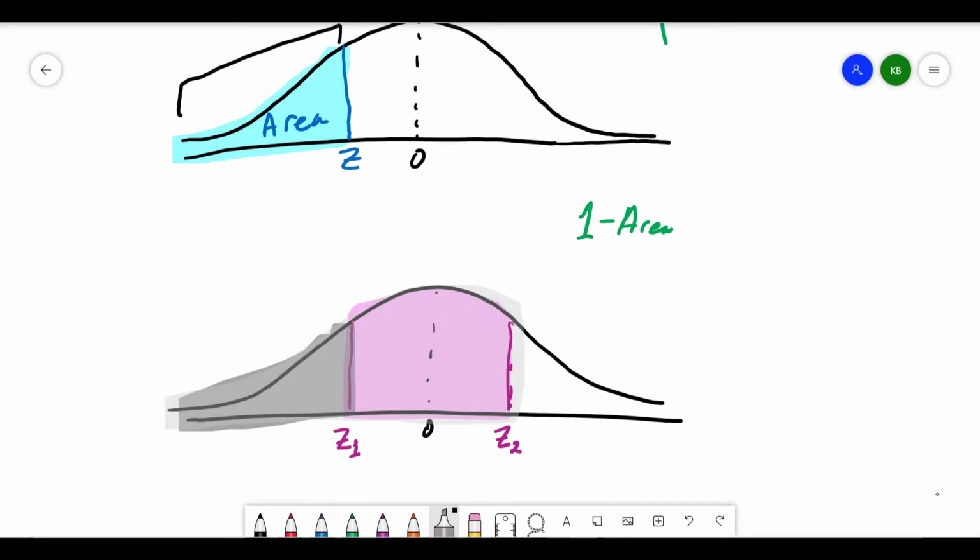So in order to find that total area, I'm going to be finding the probability that z is less than z2, so that gives me everything to the left of z2, and I'll subtract from that the probability that z is less than z1, which takes away all of this area over here that I don't want. So this is really taking the area to the left of z2 and subtracting the area to the left of z1.